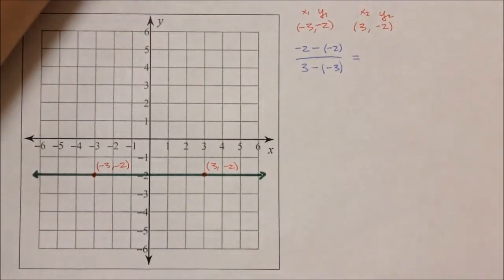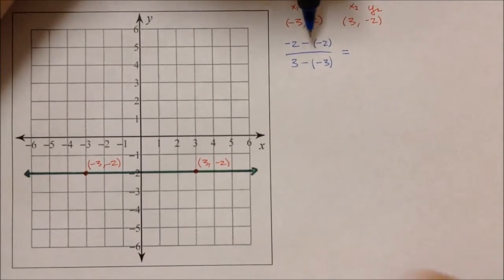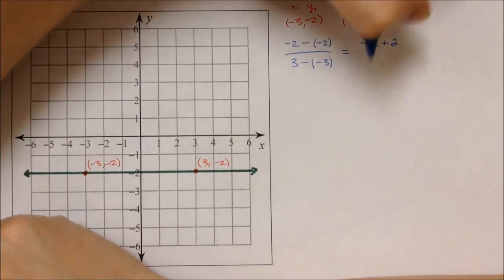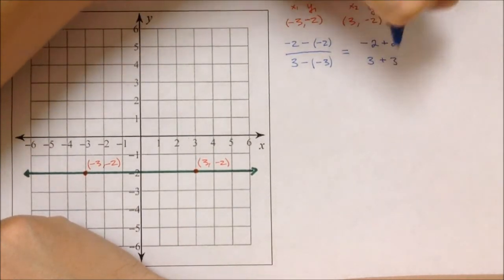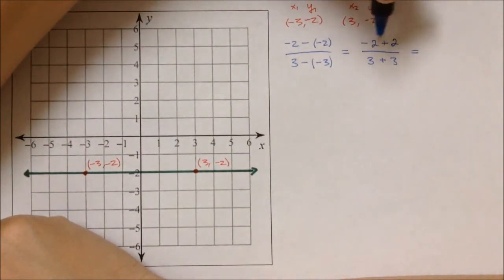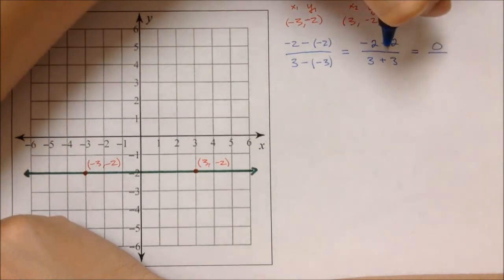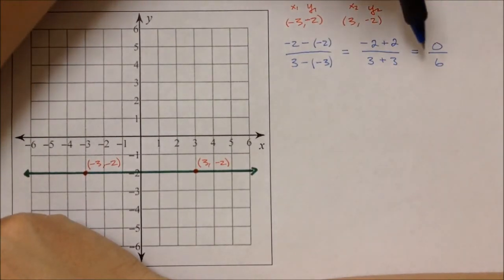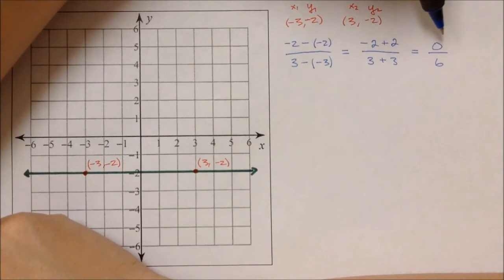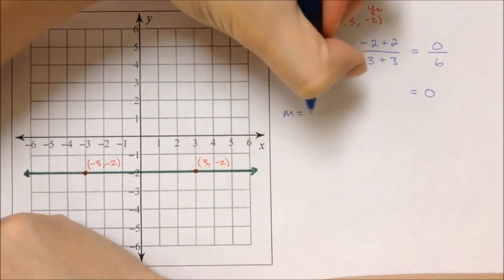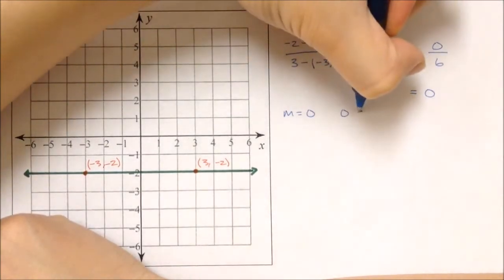When I simplify that one, keep in mind we have to simplify because we have minus and negative. So -2 plus 2, and then 3 plus 3. When we simplify, on the top -2 plus 2 is 0, and on the bottom 3 plus 3 is 6. When you have a case where the numerator is 0, we can simplify that. 0 divided by 6 is simply 0. So m is 0, or also known as 0 slope.